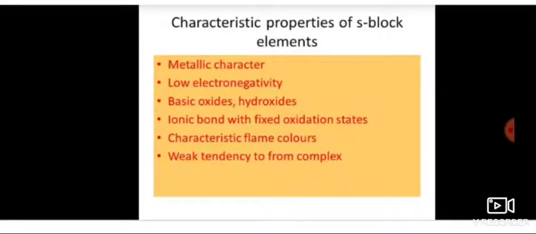Characteristics of S block elements. All the S block elements are soft metals. They have low melting and boiling points. They are highly reactive. Most of them impart colors to the flame. They generally form ionic compounds. They are good conductors of heat and electricity. These are the common characteristics of S block elements: soft metal, low melting and boiling point, highly reactive, most of them impart colors to the flame, they generally form ionic compounds, and they are good conductors of heat and electricity.